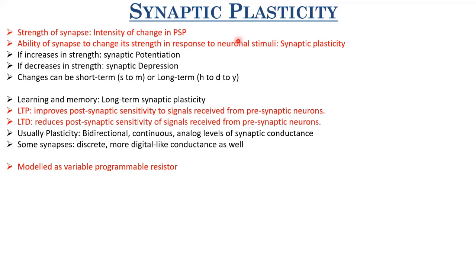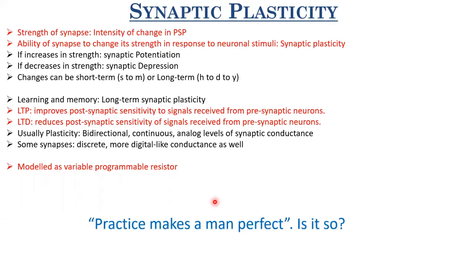Now there's a very unique concept from neurobiology. You must have read that practice makes a man perfect. So is it only a quotation or does it have any scientific significance? So the thing is, for each task that you perform, there's a different set of neurons which are connected.